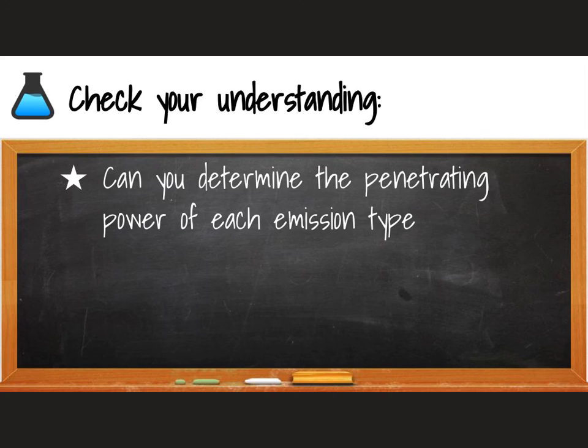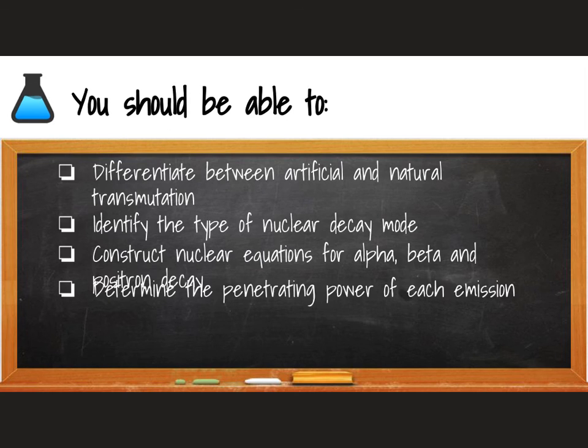So now we're coming to the end of the lesson. So check your understanding. Can you determine the penetrating power of each emission type? And I'm just going to add in, can you identify what's going to go where if each type of radiation were to be separated into a magnetic field? So from this lesson, you should be able to differentiate between artificial and natural transmutation, which we kind of did in lesson 1, but it should still carry into lesson 2.